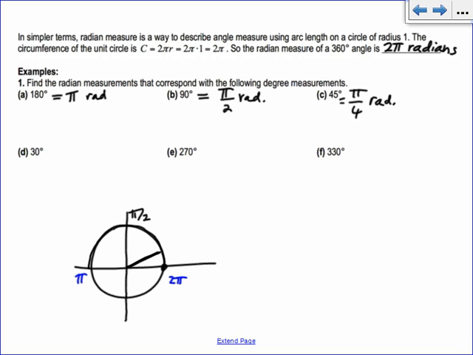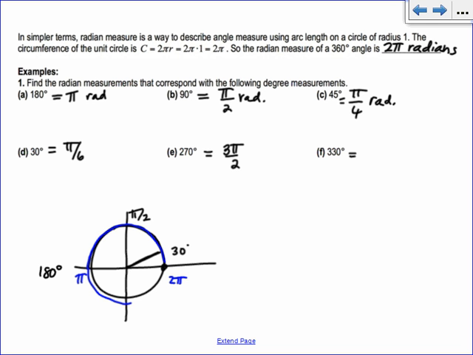All right, how about 30 degrees? Over here was 180. Here's 30 degrees. What fraction of 180 is 30? It's a sixth of it. So it's pi over 6. 270? 3 pi over 2, because it's going around 1 pi and another half of a pi. All right, and then 330? Ah, you guys are good. You just memorized this? You just remembered it?